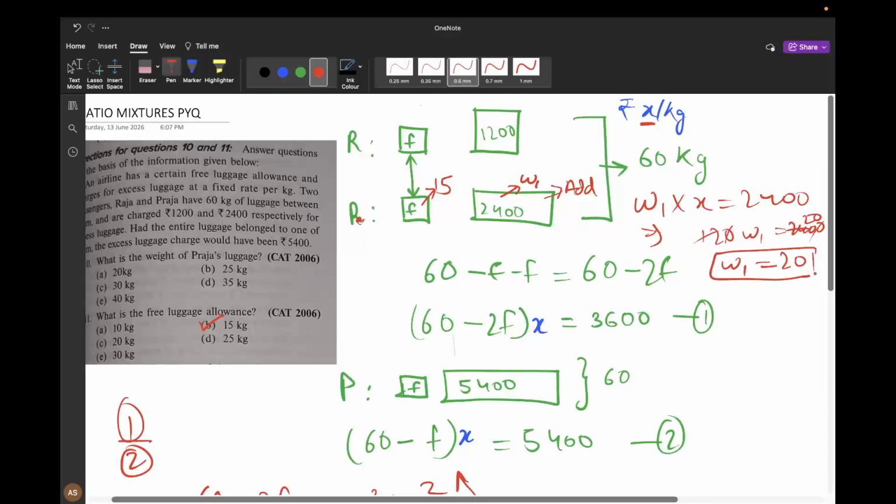So should we mark it as 20? No, because this weight is additional weight. Adding to the free allowed weight, we get 35 kg. So Praja is carrying 35 kg. If the question had asked how much Raja is carrying, we would simply subtract 35 from 60 and get 25. That is the answer. Thank you.